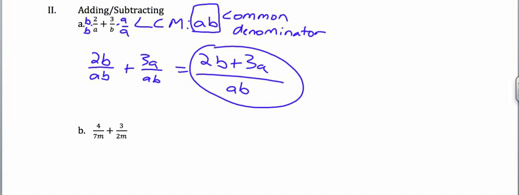Try the next one on your own, pause, and then come back. It's similar to this one.